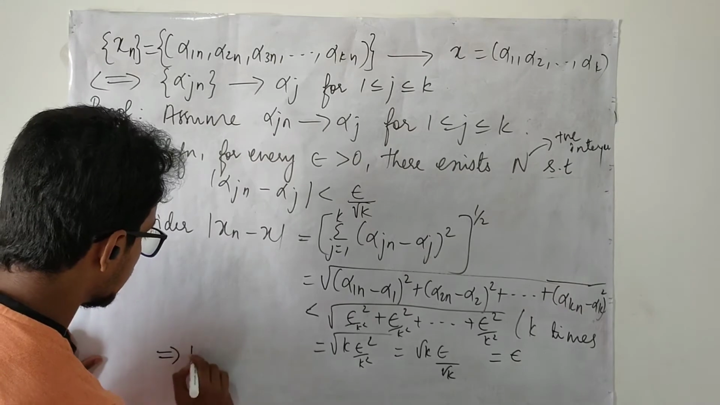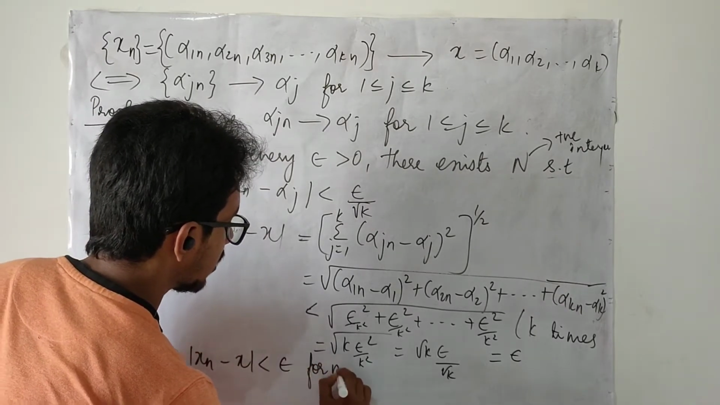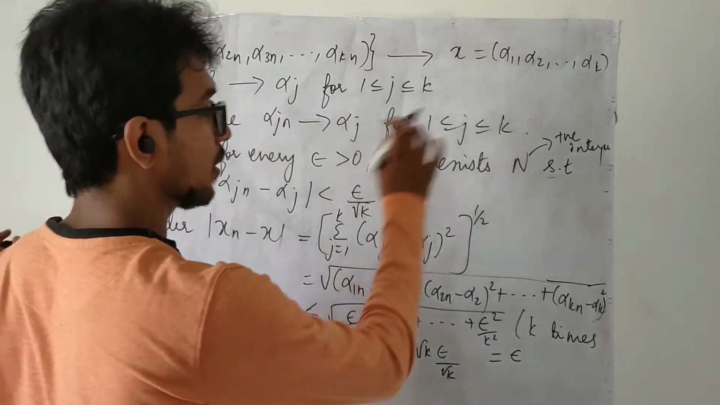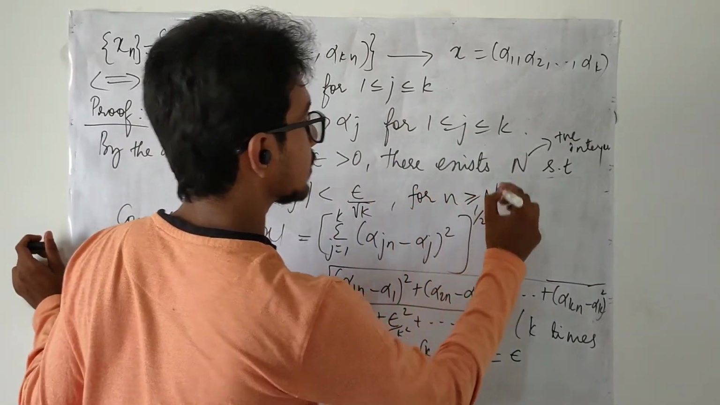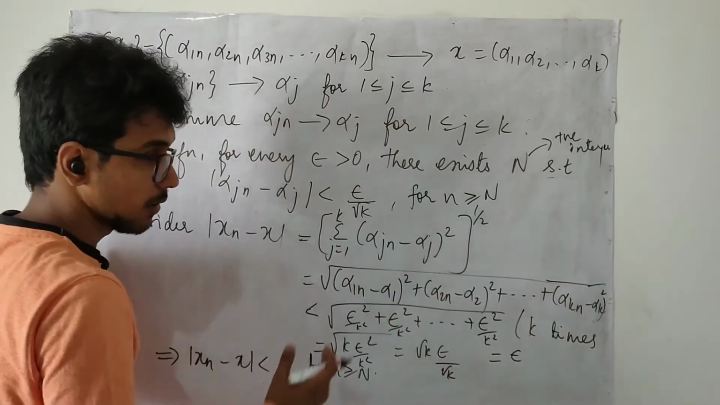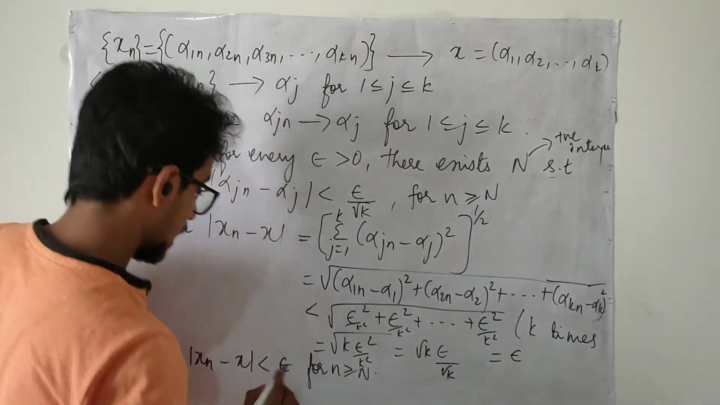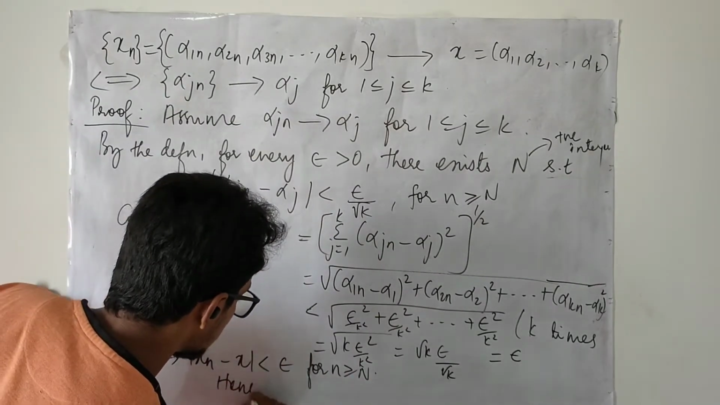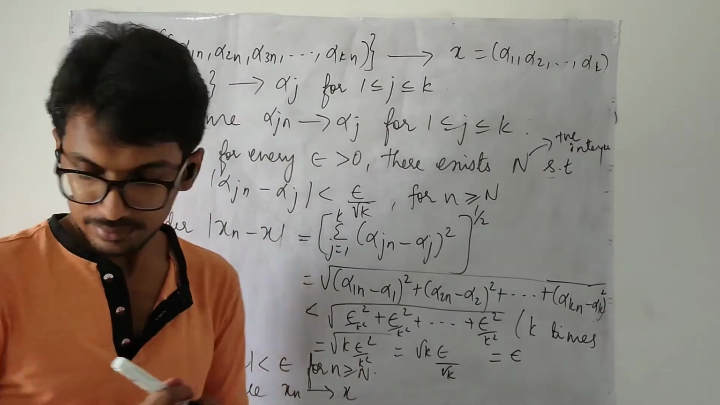This tells you absolute of xn minus x is less than epsilon for n bigger than or equal to N, because we have assumed this thing for n bigger than or equal to N. Only for this case we are talking. Okay. So this is also true for this case only. And hence this tells you what? Your xn converges to x.